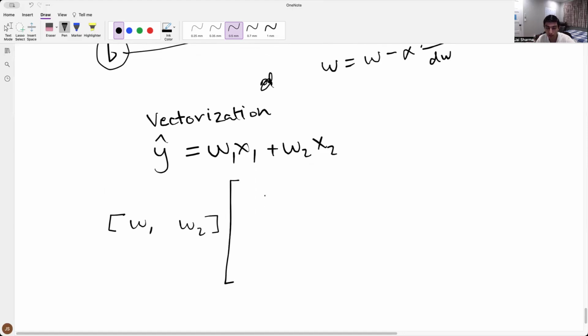And a matrix is basically just a table. And then this is x1 and x2. So if you do this operation, matrix multiplication, then you would get w1 x1, so multiply this by this, plus w2 times x2.